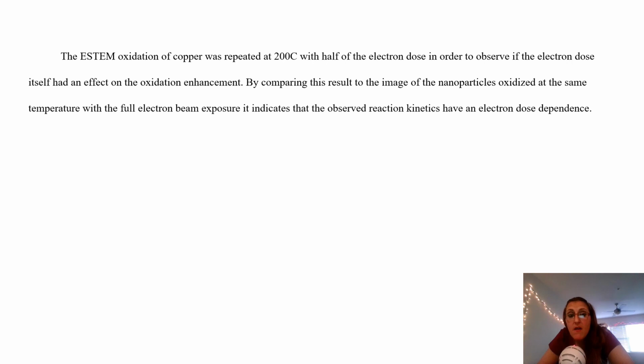The ESTEM oxidation of copper was repeated at 200 degrees Celsius with half of the electron dose in order to observe if the electron dose itself had an effect on the oxidation enhancement. By comparing this result with the image of the nanoparticles oxidized at the same temperature with the full electron beam exposure, it is indicated that observed reaction kinetics have an electron dose dependence.